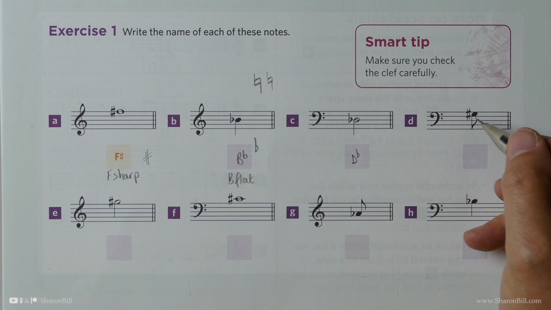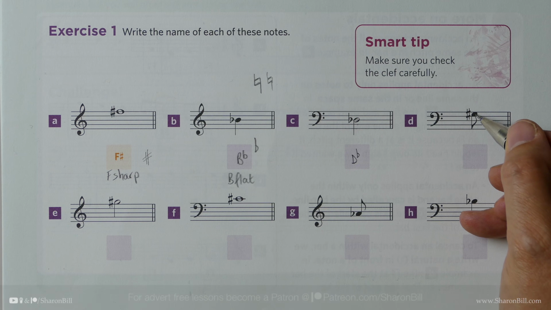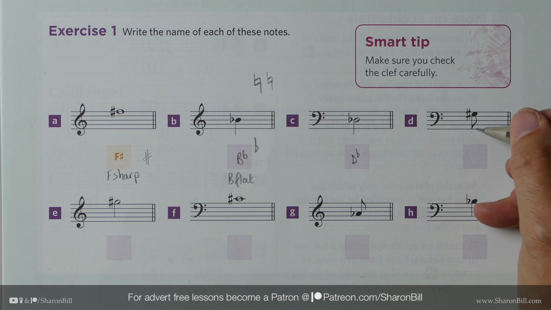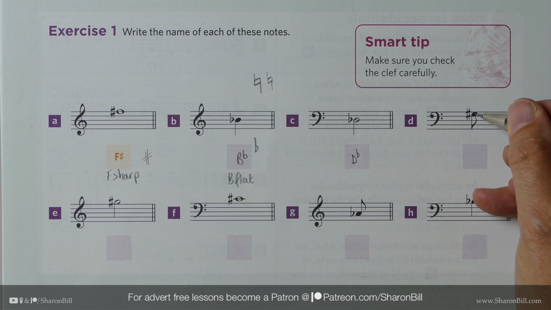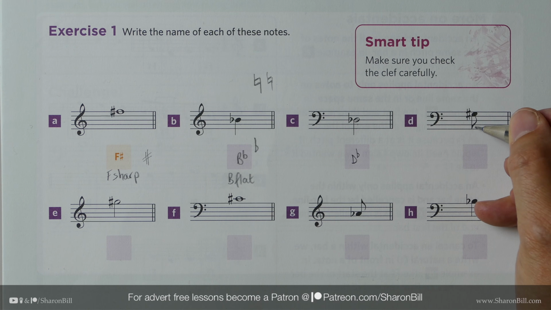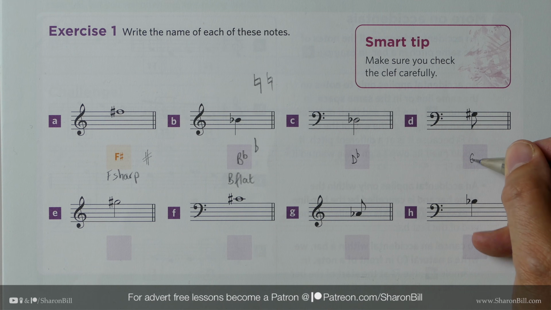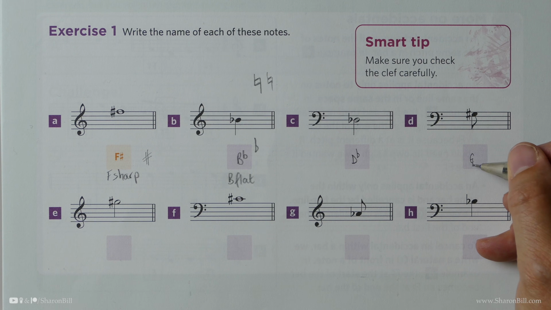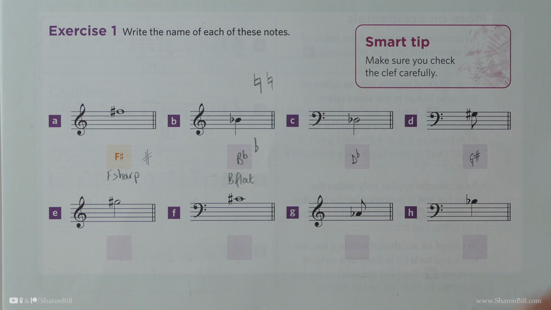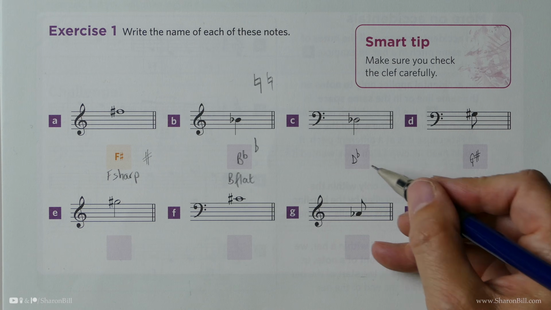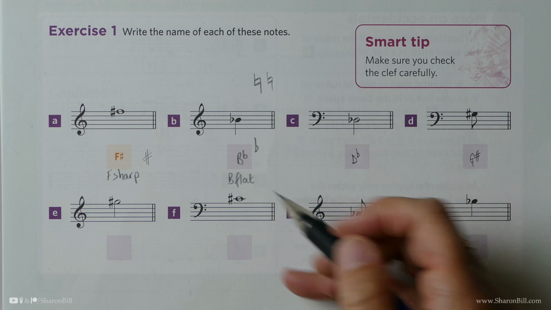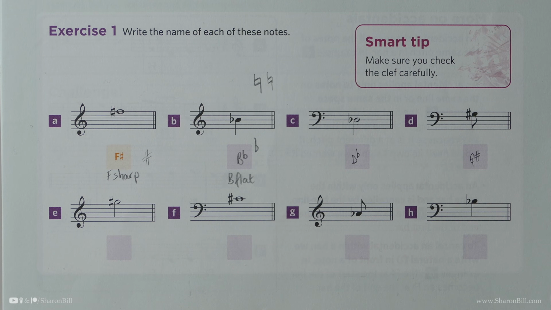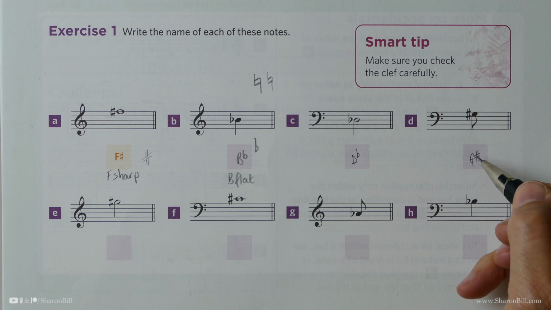And finally on this line, we know that the spaces of the bass clef are All Cows Eat Grass, and so that's a G, always using capital letters, remember, when you're naming notes. And then it's a sharp, and so we put the sharp sign afterwards. I'd get used to doing the symbols as well, because there's not much room in these boxes to actually write the word.